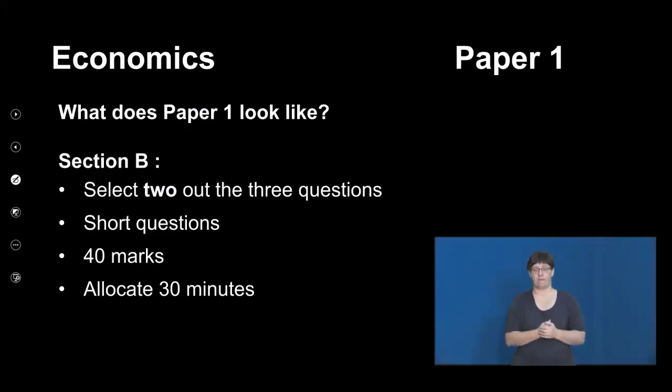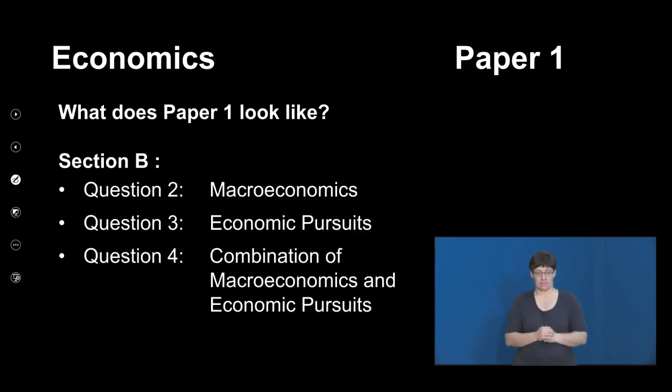Now, let's look at how they approach section B. There are short questions, it's got 40 marks, and your time limit is 30 minutes there. So how are the questions structured? Question 2 is macroeconomics. Question 3 is economic pursuits. And then question 4 is a combination of macroeconomics and also economic pursuits. So choose your questions wisely there.